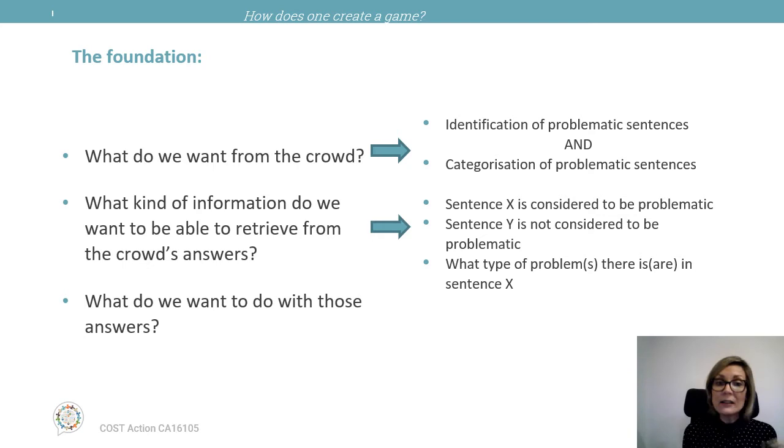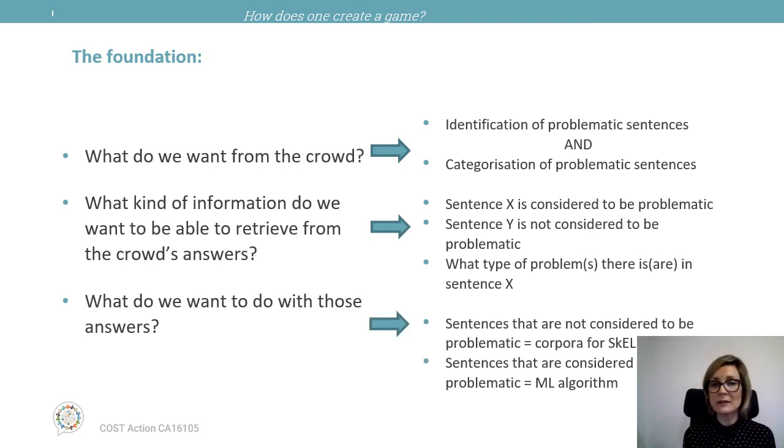The kind of information that we want from them is, we want to know that sentence X is considered to be problematic, sentence Y is not considered to be problematic, and we want to know what type of problems there are in that particular sentence that they consider to be problematic.